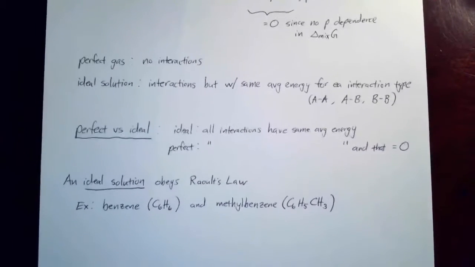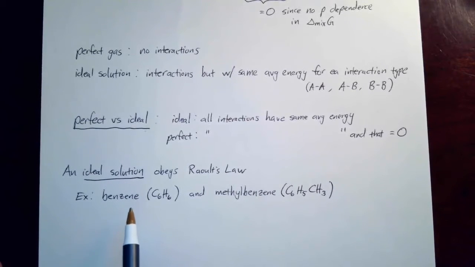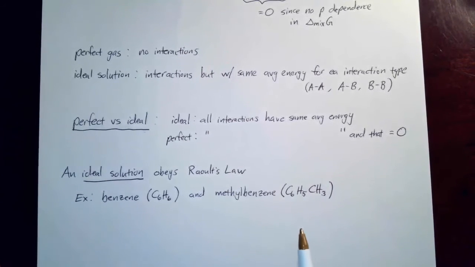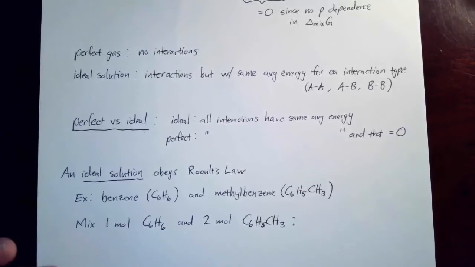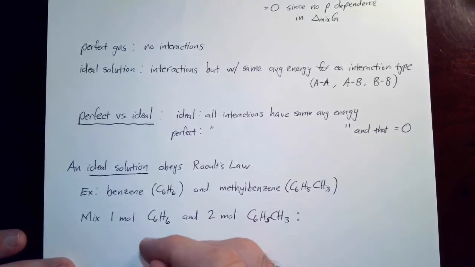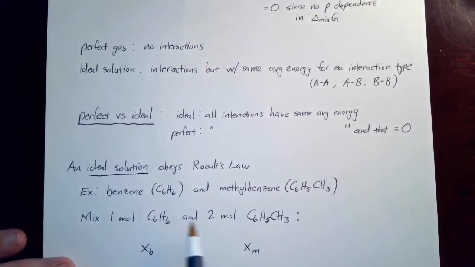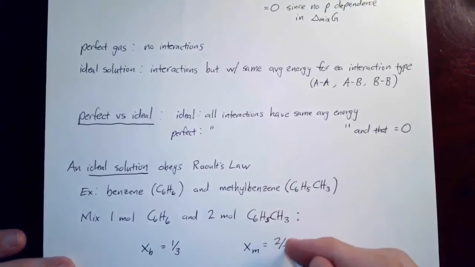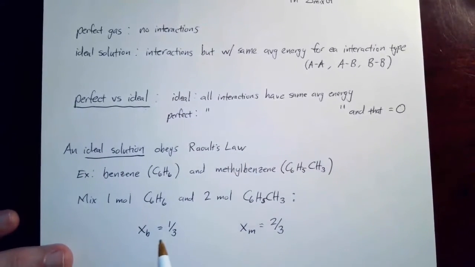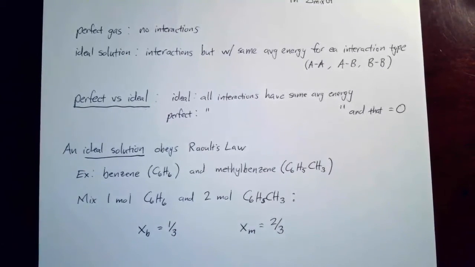All right, so what happens if we mix 1 mole of benzene liquid with 2 moles of methylbenzene liquid? All right, so what are the mole fractions here? So for benzene, I'll call it XB, and for methylbenzene, I'll call it XM. And mole fraction, of course, is the number of moles divided by the total number of moles. Total number of moles here is 3, so XB is 1/3, XM is 2/3, which is another way of saying that benzene makes up 1/3 of the molecules present, and methylbenzene makes up the other 2/3 of the molecules present in the solution.